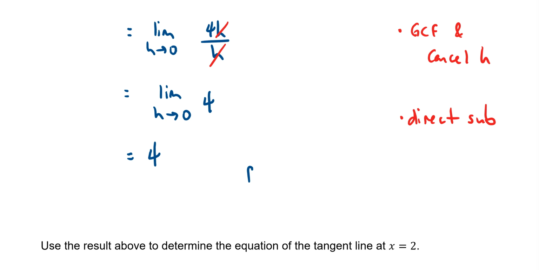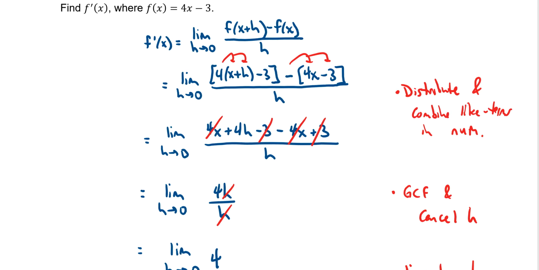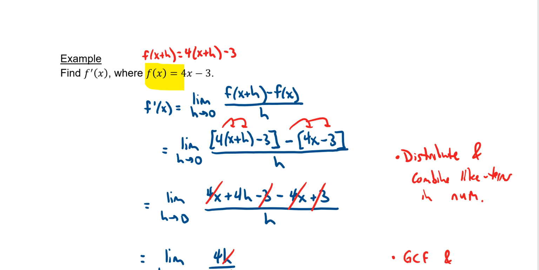So we just found out that f prime of x equals 4. So let's go all the way back up to the beginning. And remember what we said in the beginning here? This is a linear function. Linear functions have constant slopes. Since the derivative is a slope function, we should expect the derivative to be the slope of a linear function, which it is. So even though that's a huge shortcut, you cannot use it if you're told to use this limit definition of the derivative.